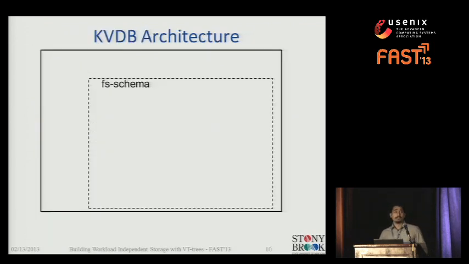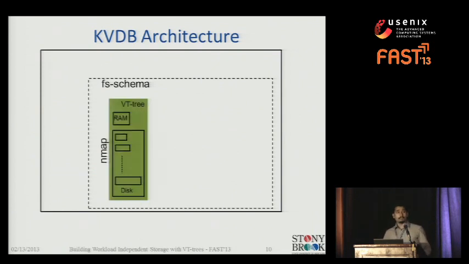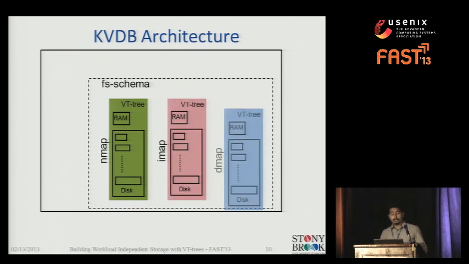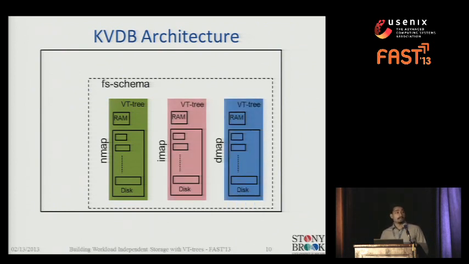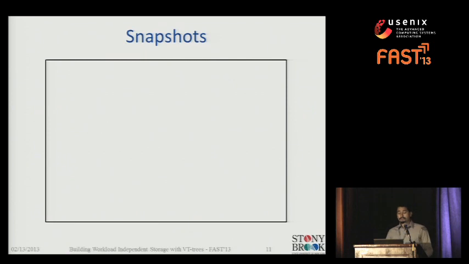So let's look at how this would look inside KVDB. We call this the file system schema. It has nmap, imap, and dmap. As you can see, all these are backed by their own VTTrees. nmap and imap are metadata workloads and more random in nature, so we could configure these two to behave like an LSM-tree. And then for dmap, we can make use of stitching to optimize it for both random write as well as sequential write.